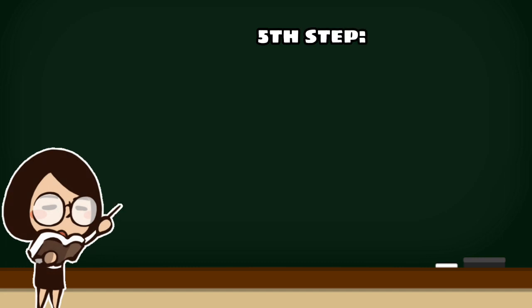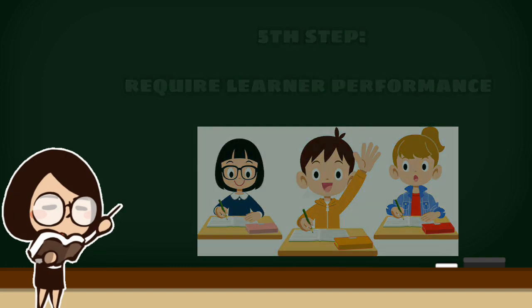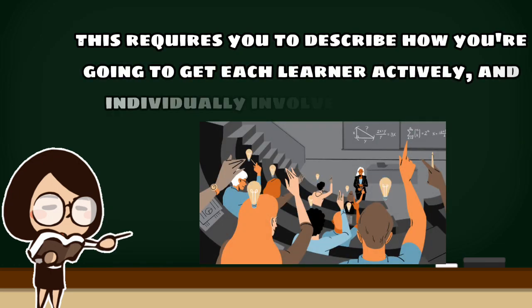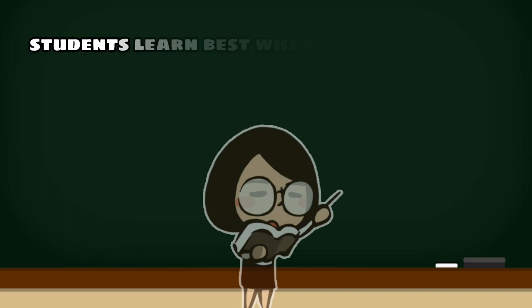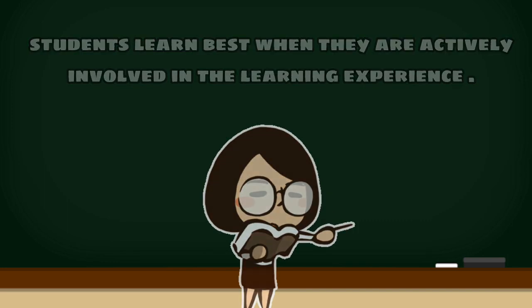The fifth step of the Assure method is require learner participation. The Require Learner Participation step requires you to describe how you are going to get each learner actively and individually involved in the lesson. Students learn best when they are actively involved in the learning experience.